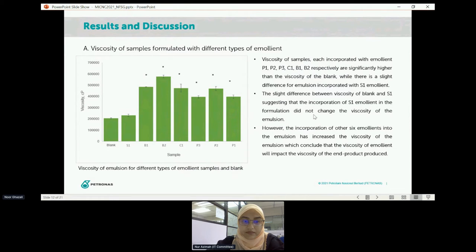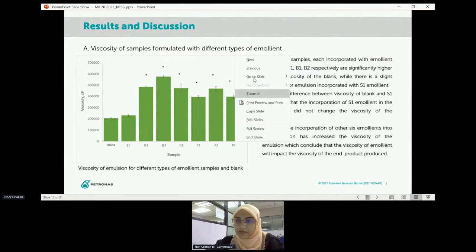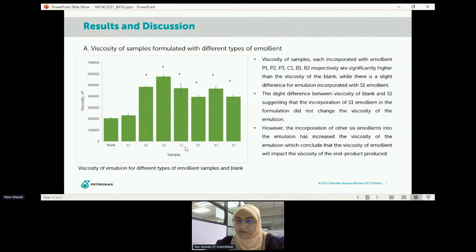First one is the viscosity of samples formulated with different types of emollient. So as we can see here, the formulated samples, where each sample is incorporated with emollient P1, P2, P3, C1, B2, and B1. I hope you guys can see where my cursor is showing because I cannot use the pointer. So P1, P2, P3, C1, B2, and B1 show a significantly higher viscosity compared to the blank sample and S1 sample. S1 sample is the standard formulation incorporated with S1 emollient.